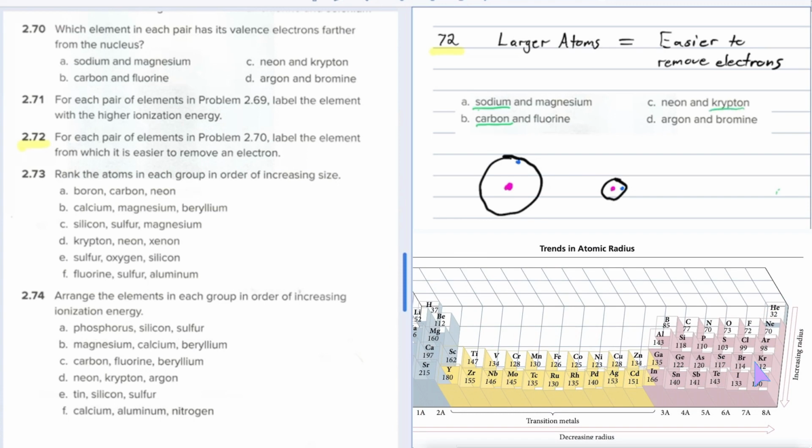And then finally, argon and bromine. Argon and bromine are right here. These two, argon and bromine, so bromine is closer to the big corner. It's easier to remove that one's electron.